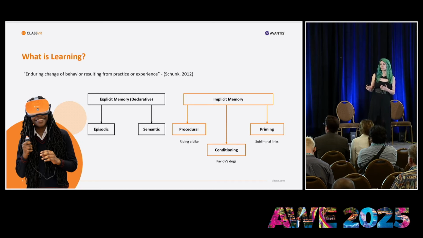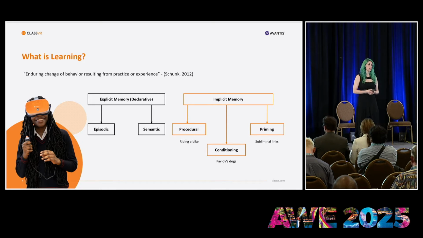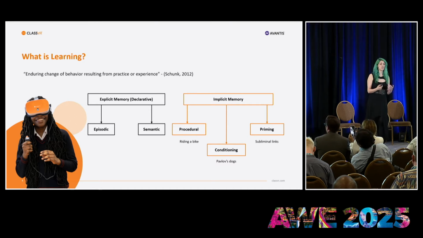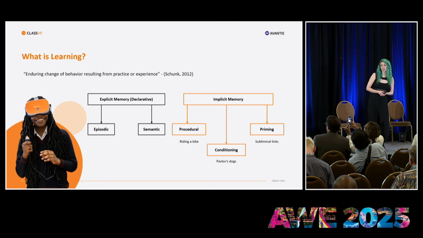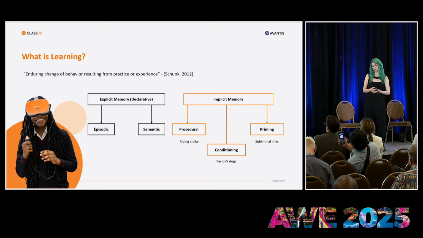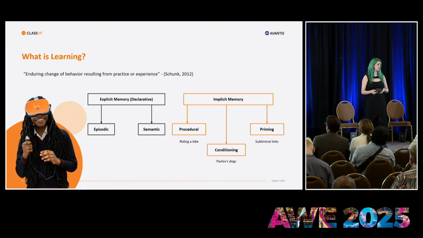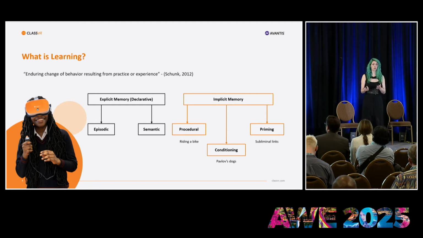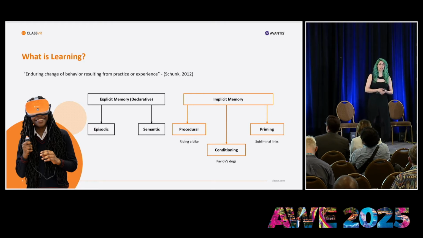Implicit memory can also be divided into different types. The first would be procedural memories. This would be things like playing an instrument, learning to swim, perform surgery, or ride a bike. This is what we think of as muscle memory. Conditioning, so the quintessential example of conditioning is Ivan Pavlov, who trained his dogs to associate one stimulus with another. That's what we call classical conditioning. So he would ring a bell when he fed the dogs, they learned to associate food with the sound of the bell, and they would then salivate whenever they heard a bell.